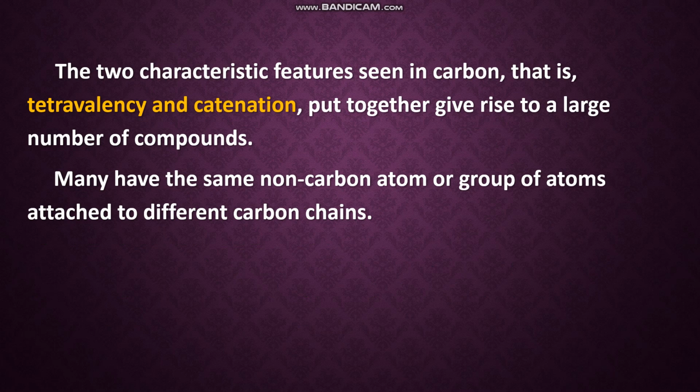So we have seen now the two characteristic features seen in carbon: tetravalency and catenation. Because of this only, carbon forms a large number of compounds. So many have the same non-carbon atom or group of atoms attached to different carbon chains.